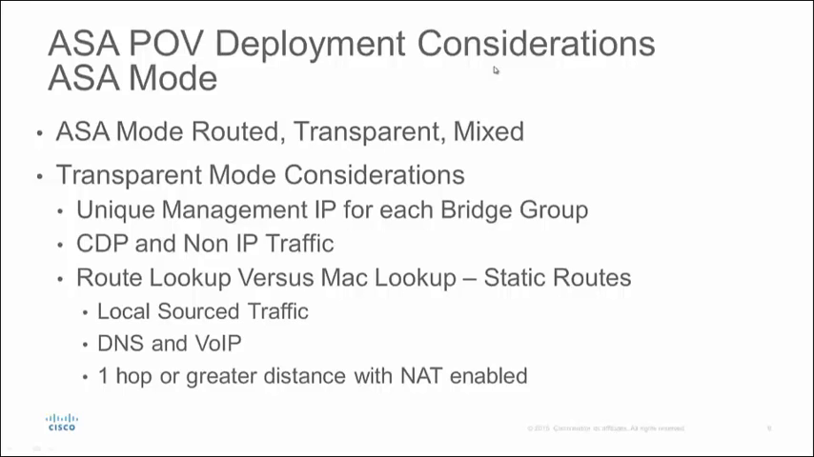One of the first considerations with transparent mode is that the ASA uses bridge groups for interface grouping. Each bridge group should have a management IP address configured on the IP subnet which the bridge group services. As of ASA 9.5, you can specify up to 250 bridge groups with 4 interfaces per group.